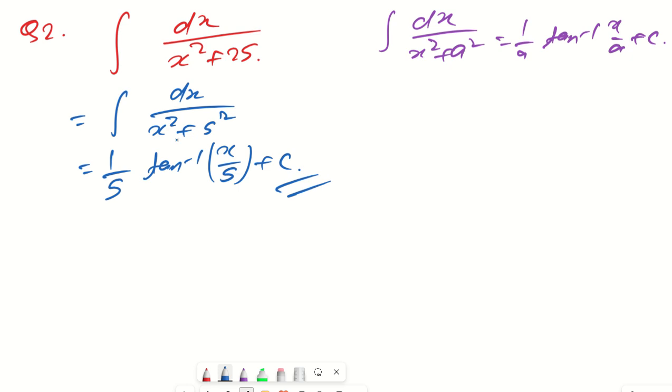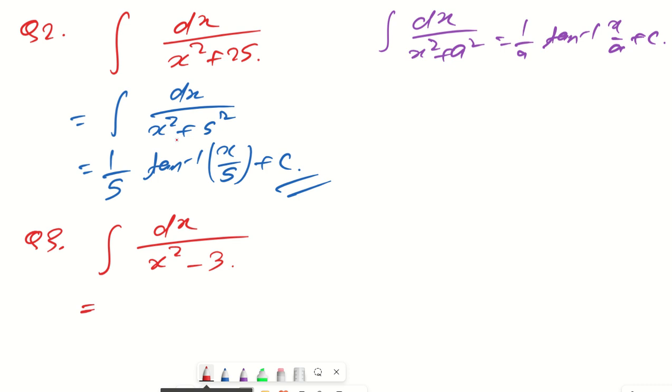There is a possibility that you can get something like this. Question number 3, let us say integration of dx by, let's say, x square minus 3. So 3 is not a standard square, like a square root or a square of some variable.